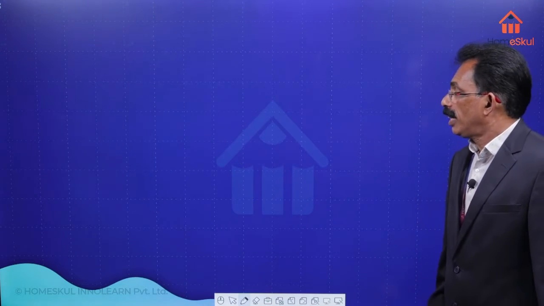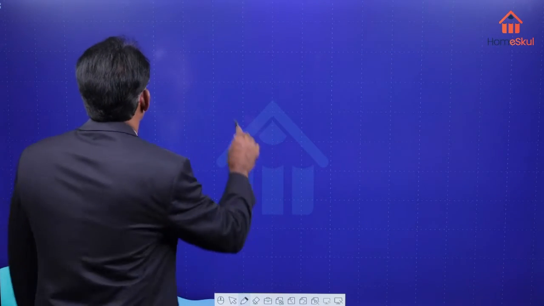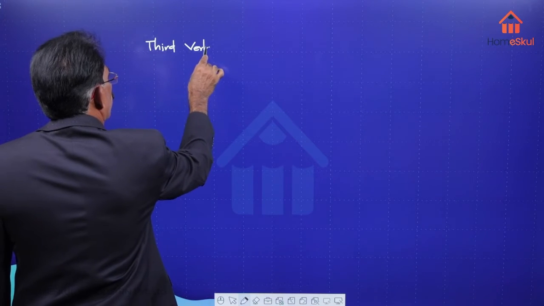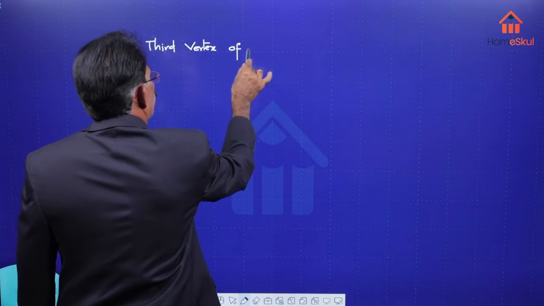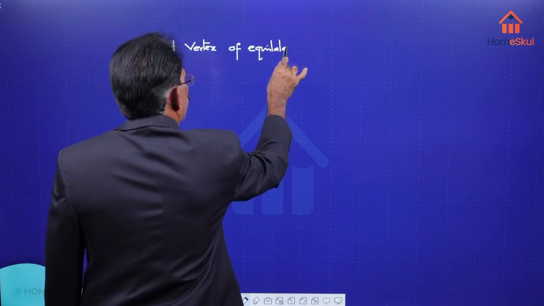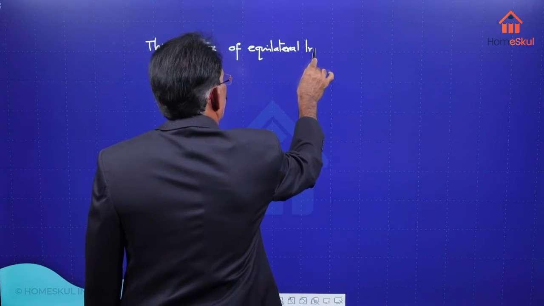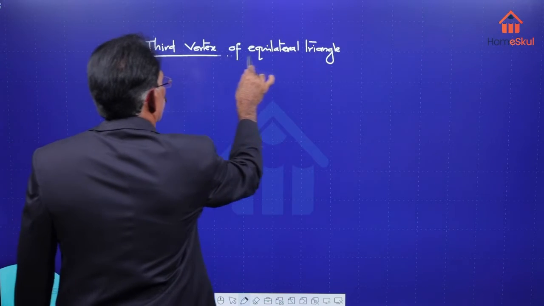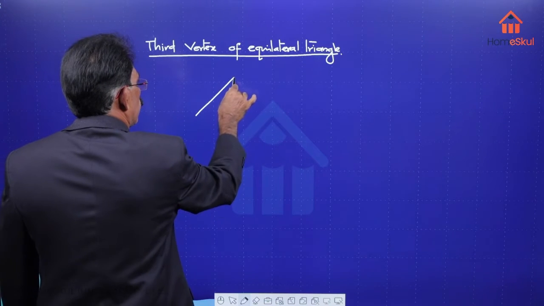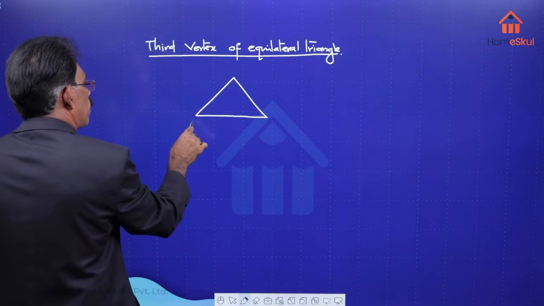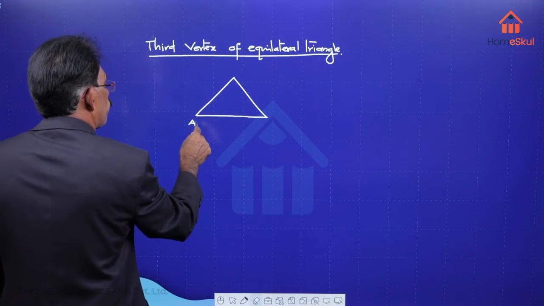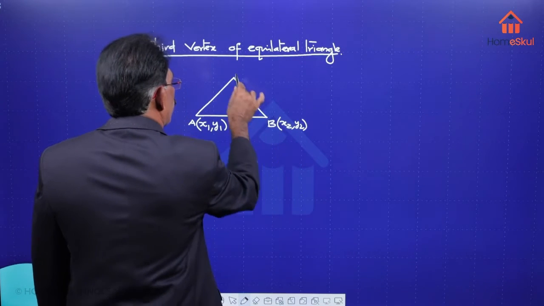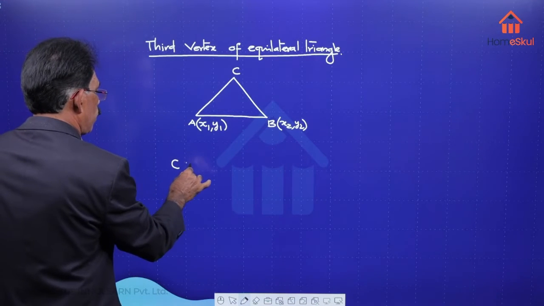Okay. And now the third vertex of the triangle. Third vertex of an equilateral triangle. You know the equilateral triangle? All sides are equal. Look, two vertices are there. This is A, (x1, y1), and B, (x2, y2). The third vertex C, that is equal to what?